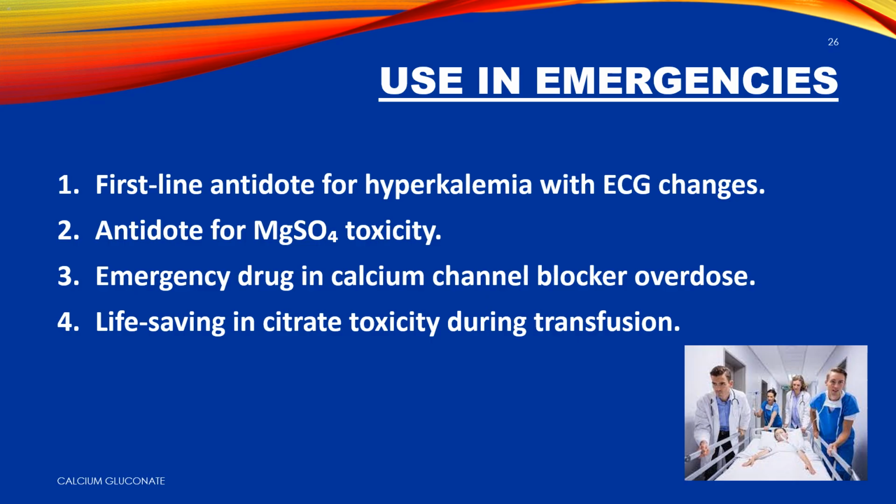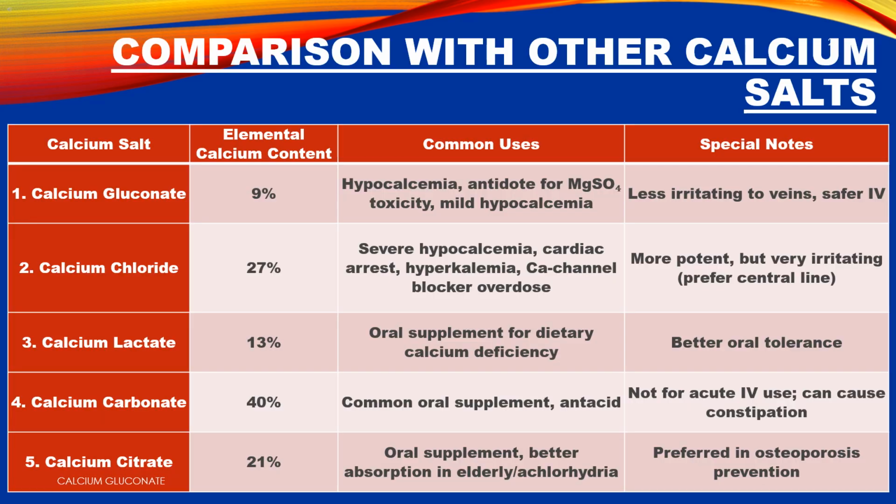It serves as an antidote for magnesium sulfate toxicity, counteracting the effects of excessive magnesium on the heart and nervous system. 3. Emergency drug in calcium channel blocker overdose. Calcium gluconate is used in emergency situations to treat overdoses of calcium channel blockers, helping to restore normal cardiac function. 4. Life-saving in citrate toxicity during transfusion. It can be life-saving in cases of citrate toxicity during massive blood transfusions, rapidly correcting low calcium levels and preventing cardiac complications.